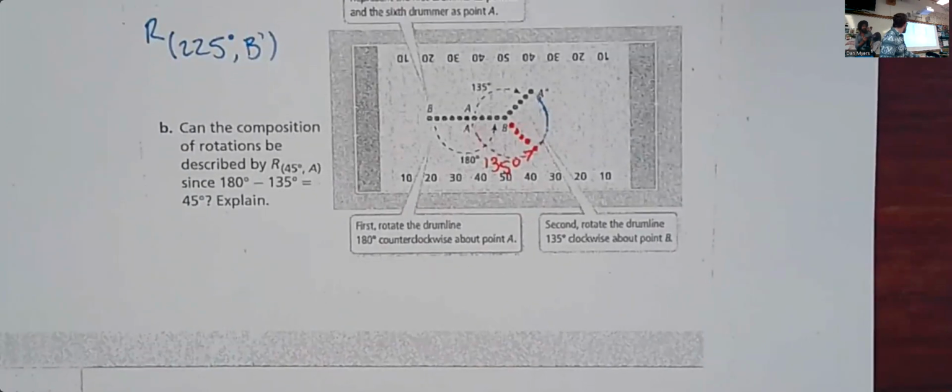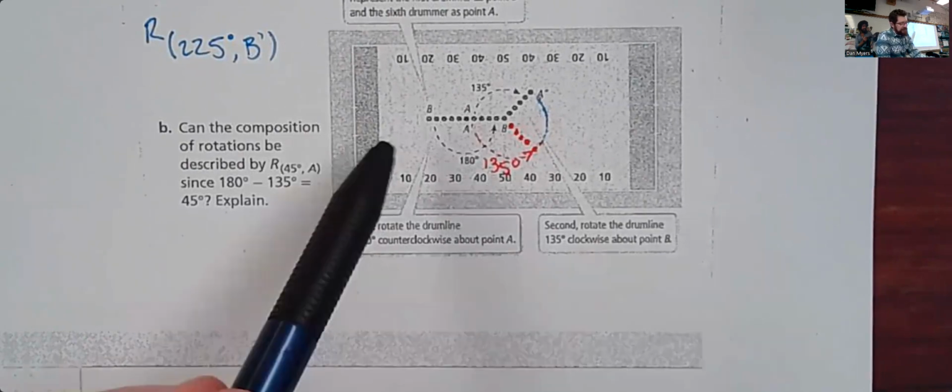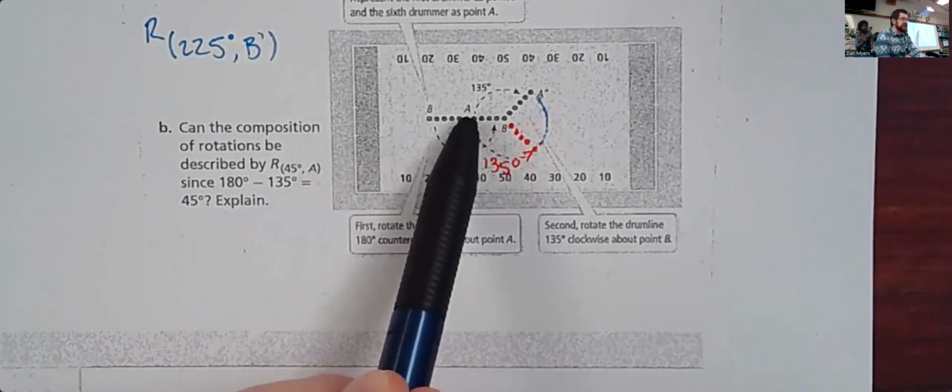So here's our question. Can the composition of rotations be described by R 45 around A? So if we rotate 45 degrees around the original point A, would that work? Think about a 45 degree rotation around point A to begin with.